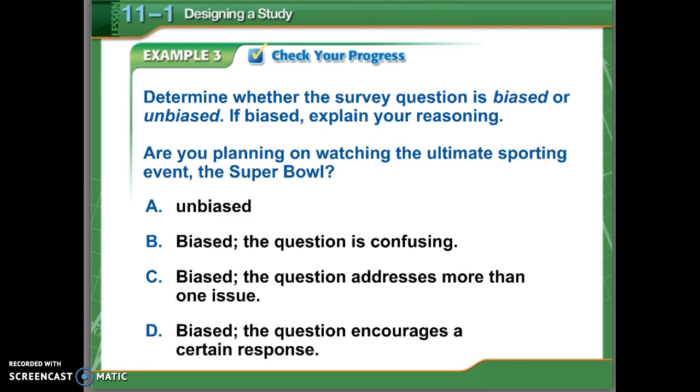We've got a check your progress scenario. Again, is there bias or is there no bias in the question? Read through the options and pick your answer, and then we'll see the answer on the next screen.